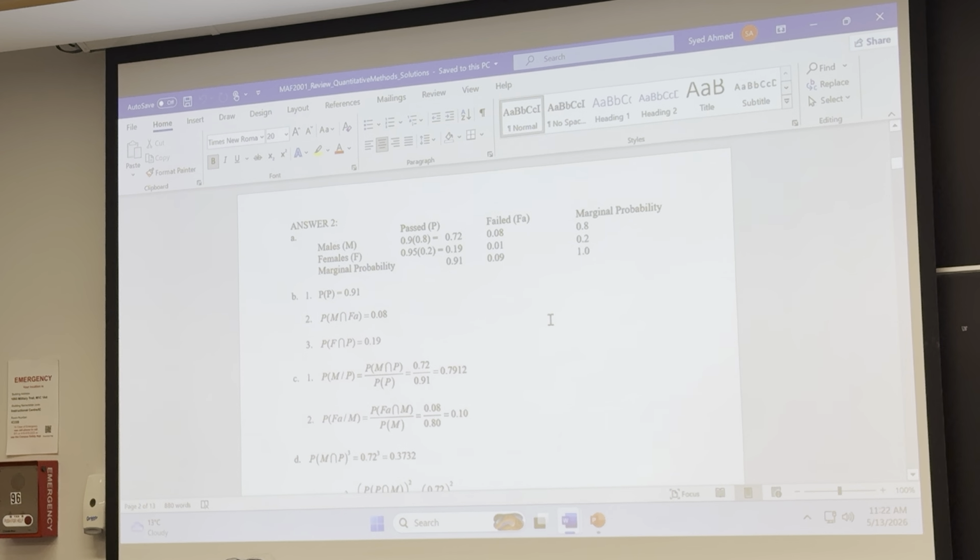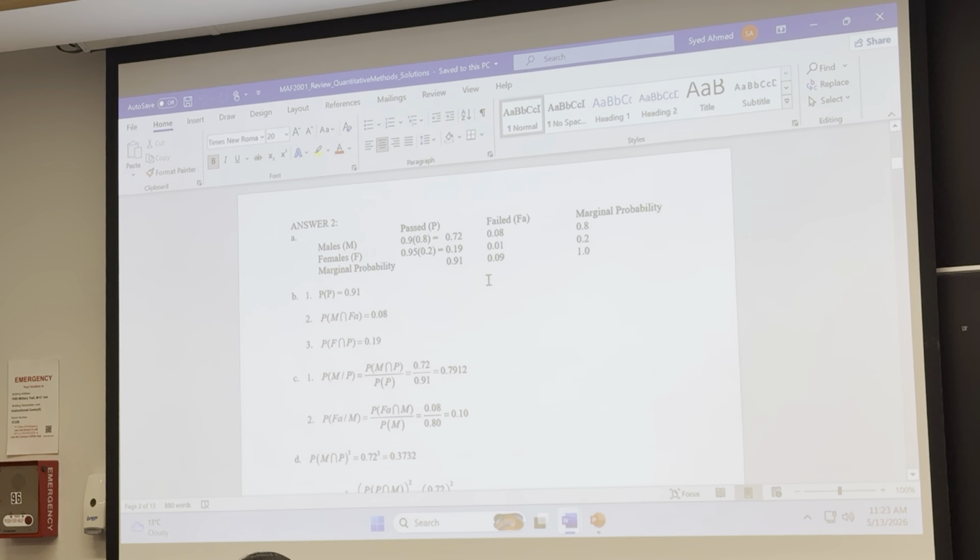Let's think about this not as probabilities, but as numbers. So this is 80, this is 20, this is 9, and this is 91. Forget about probabilities. Of 80 students, 90% passed the course. So how much is that? 72. 72 students passed the course. Of 20 students, 95% passed the course, which is 19.